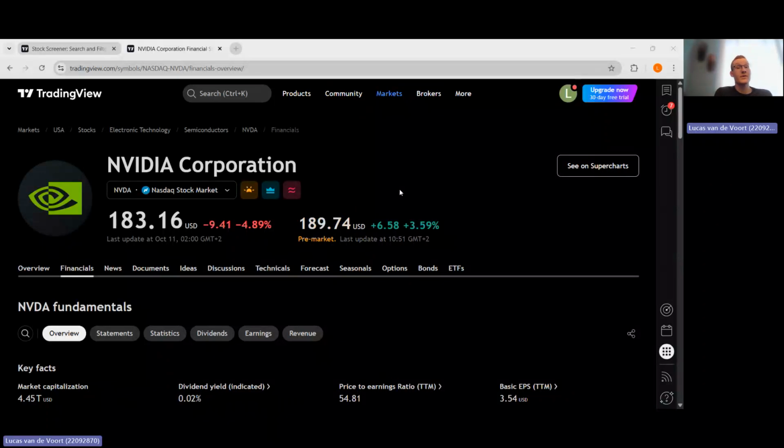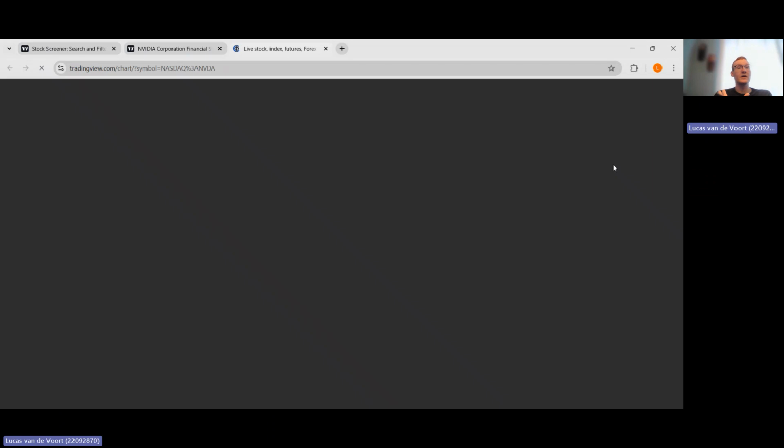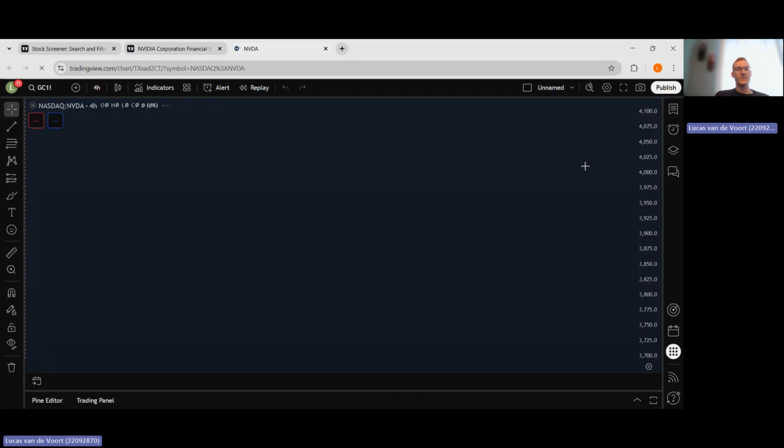And when you have a good grasp of the fundamentals, you probably want to have a look at the technicals. And you can do that on the super chart function in TradingView.